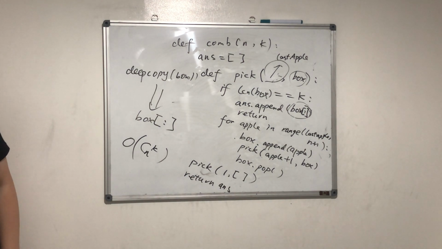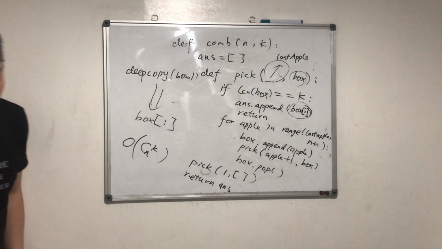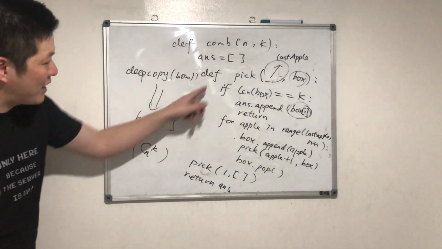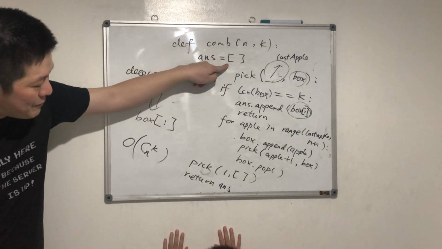Am I right? What's the space complexity? C(n, k). Yes, it's the same because we have C(n, k) solutions and put them in the answer, right? Does it make sense?